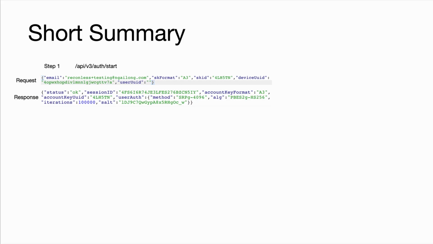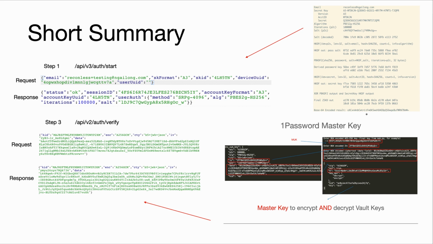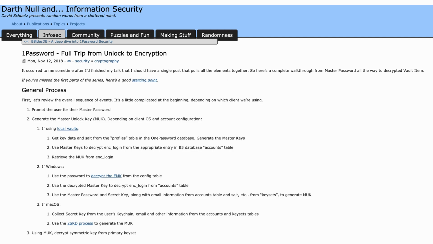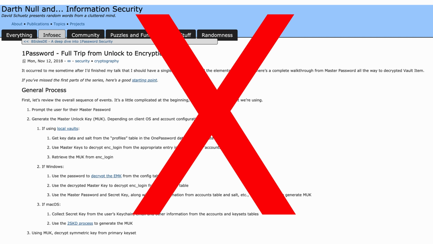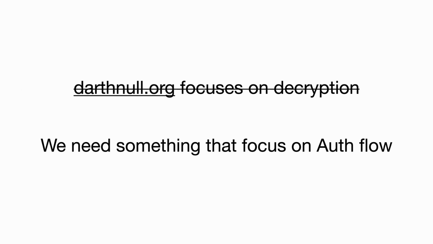A short summary here. Step 1 and Step 3 look familiar to us with the use of the master key as shown in the last video. We should be able to decrypt the response of Step 3, but we need to figure out the value of the master key and what the MAC value in the header is. This time, darthnode.org can't seem to help, because we need something focused on the authentication flow of 1Password.